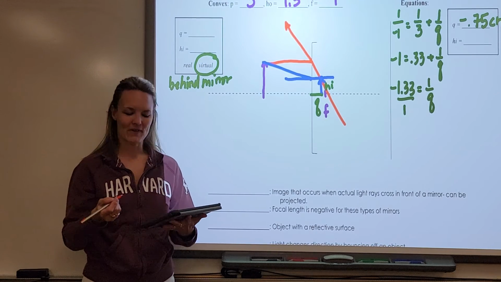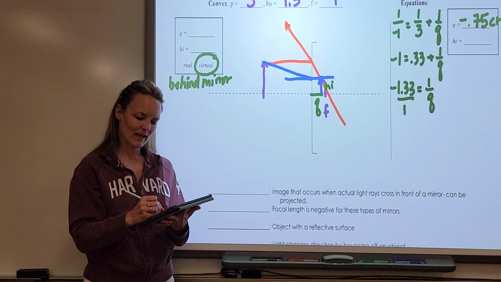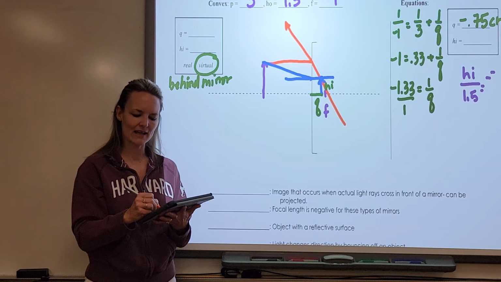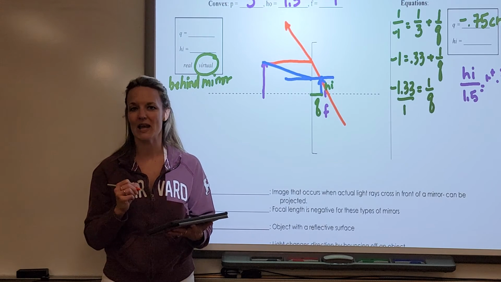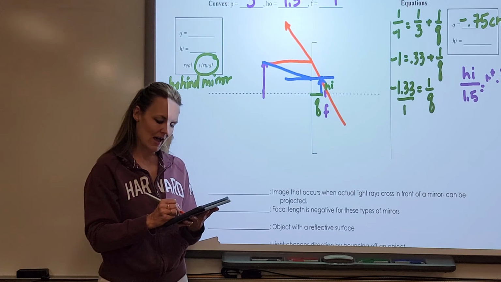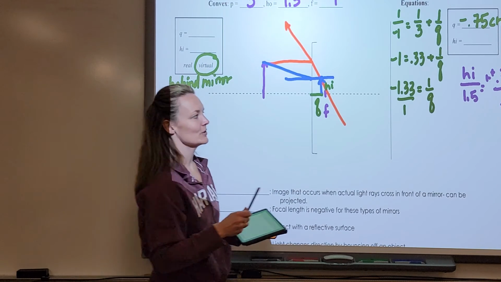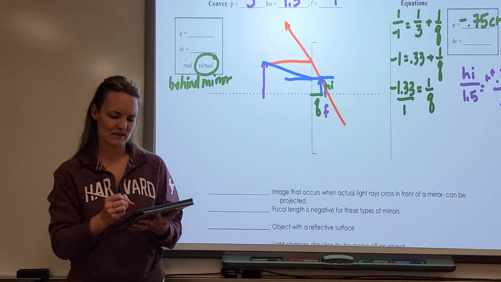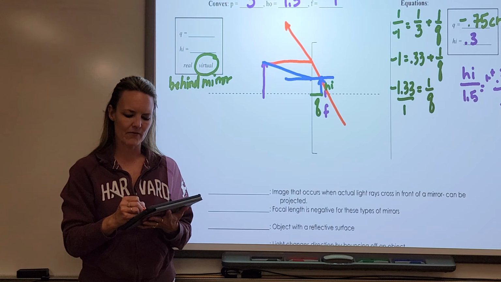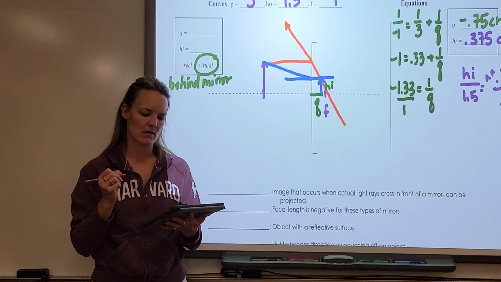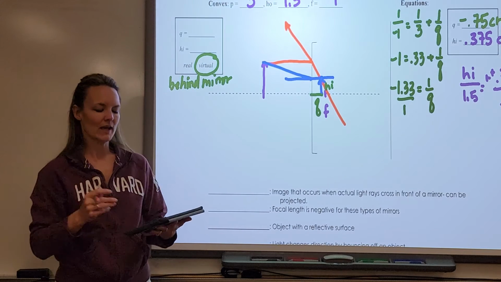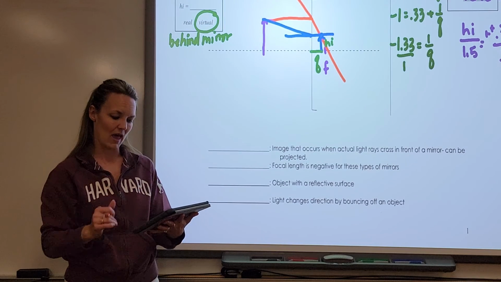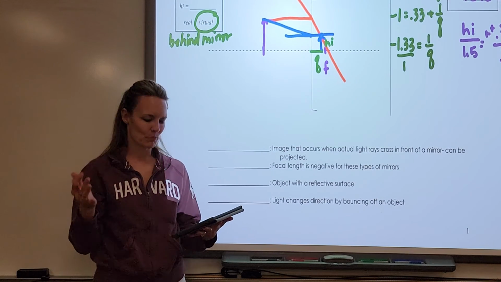From there, I'm ready to find HI. Okay, HI over HO equals negative q. Q is also negative, so those flip to positive, divided by p. I need to cross multiply and divide, and I should get a height, it's small, of 0.375, 0.38, somewhere around there. All right, so we have done one of each type of mirror, both drawing out the lines and solving for the math. Okay, that's your practice quiz, so you'll need to be prepared for that.